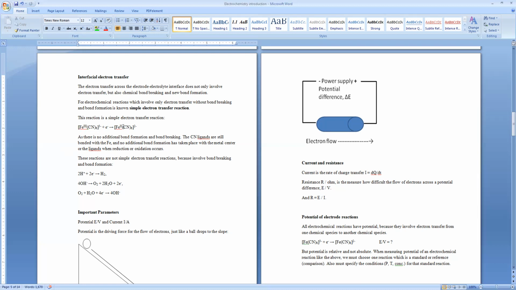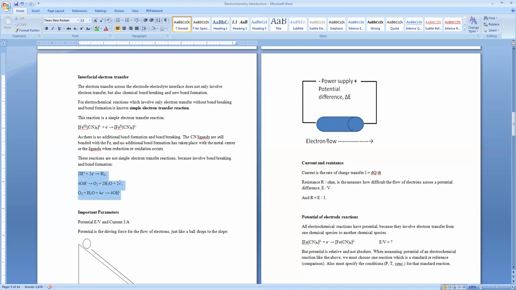It only involves electron transfer, meaning the electron from the electrode is being donated to the ferrum 3, and this ferrum 3 becomes ferrum 2. All the cyanide ligands are still bonded with the ferrum. So no change in the bonding. The only change is to do with the oxidation state of the ferrum. If it is ferrum 3, it becomes ferrum 2. So this is a very simple electrochemical reaction. How about this reaction?